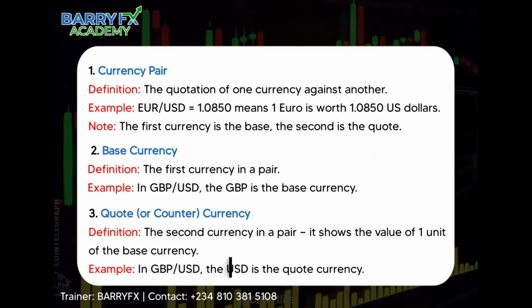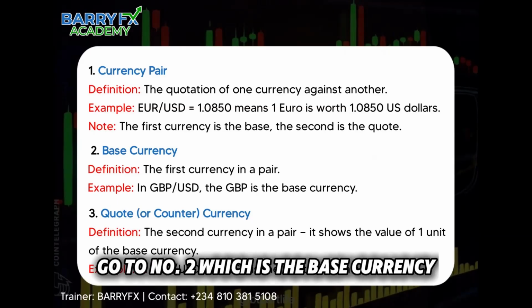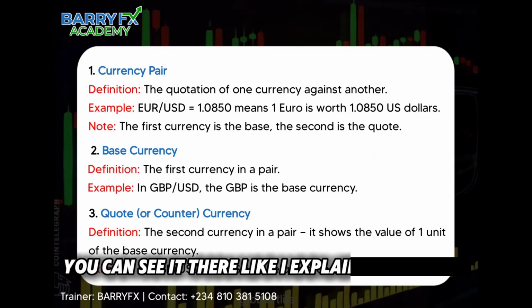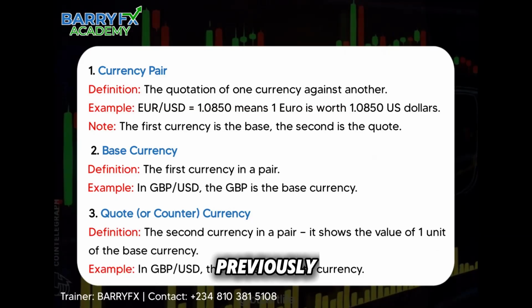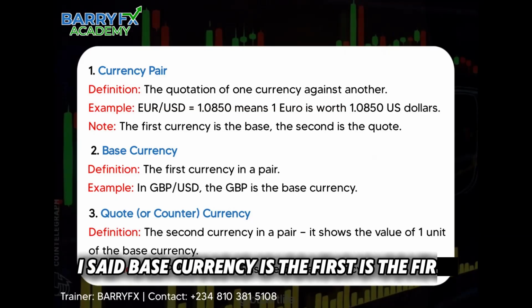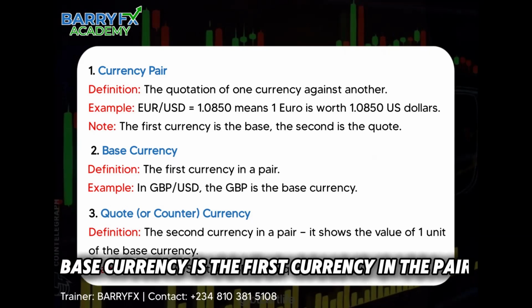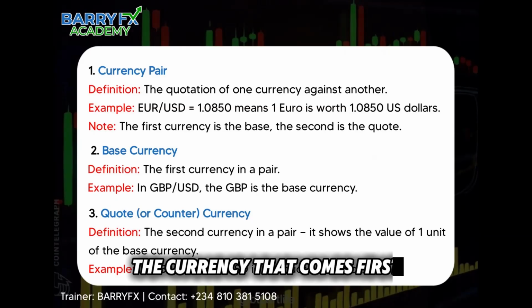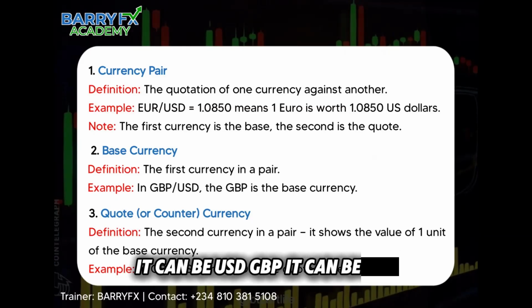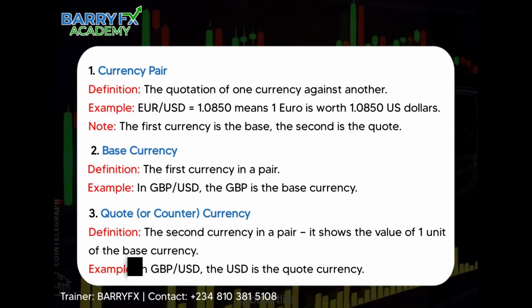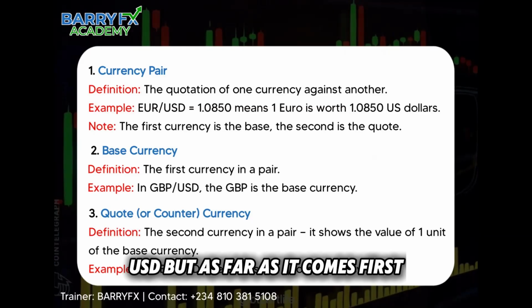So let's go quickly to number two, which is the base currency. Like I said previously, the base currency is the first currency in a pair, the currency that comes first. It can be USD/JPY, it can be GBP/USD, but as long as it comes first, it's called the base currency.